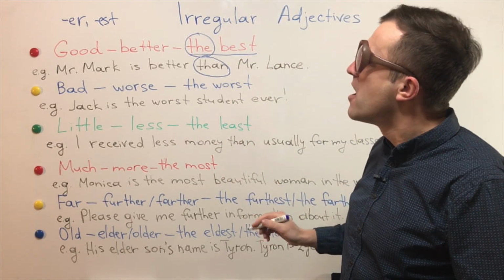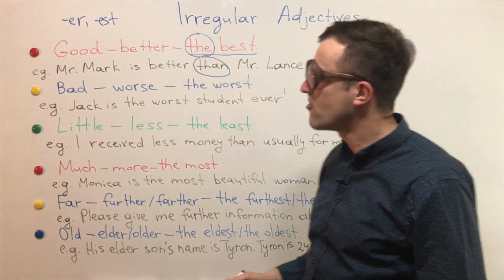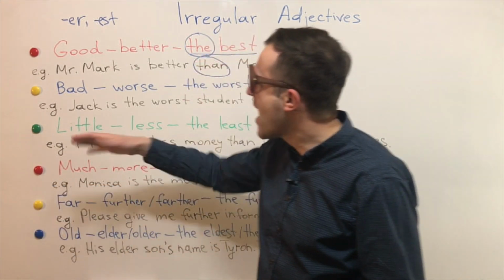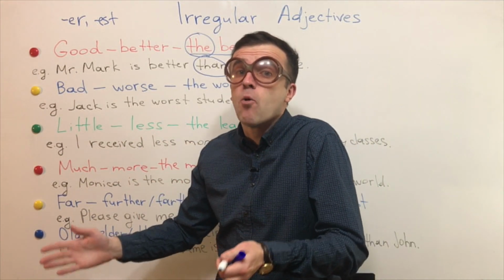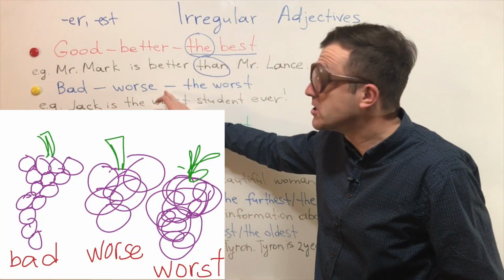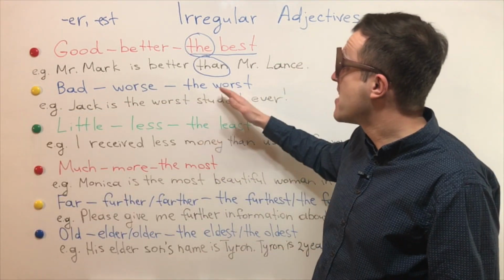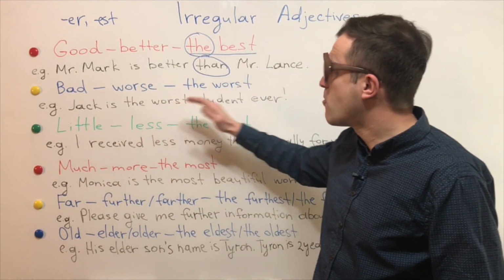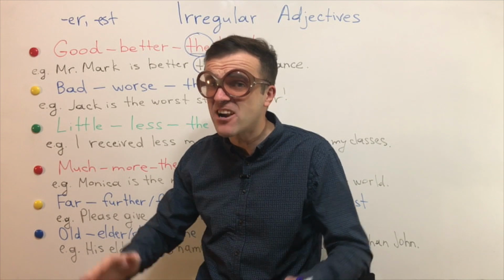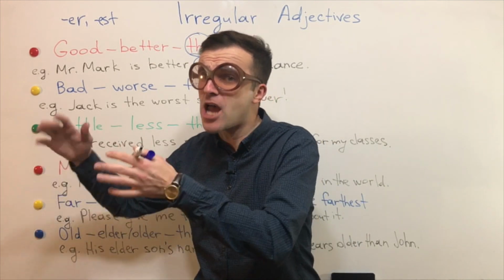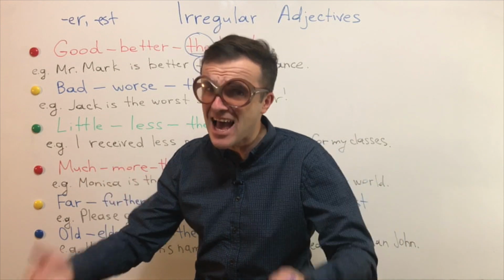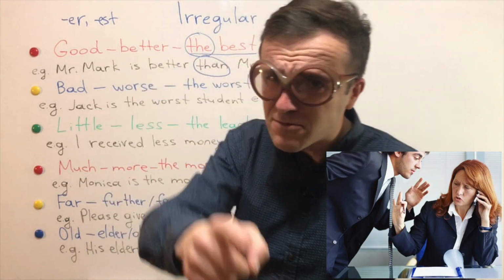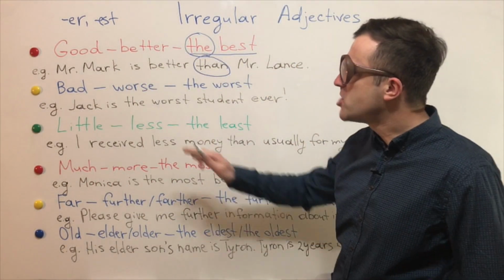Okay? So the next irregular adjective is bad. Bad, you know, bad. But what can be worse than bad? Worse, yes, worse, and the worst. So, for example, Jack is the worst student ever. I have never met a worse student than Jack. Jack misses classes. Jack is not attentive. Jack always interrupts me. Okay? So Jack is the worst.